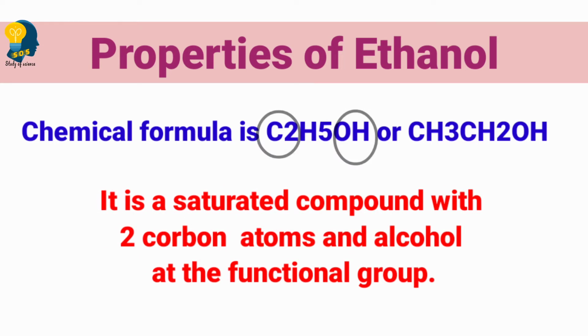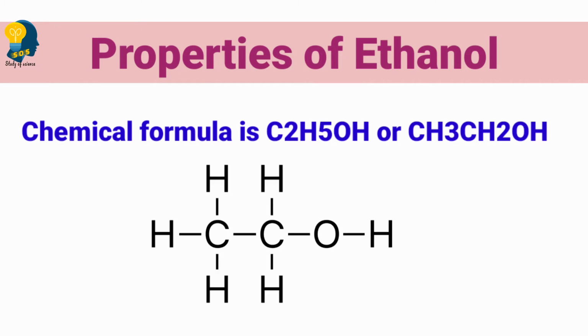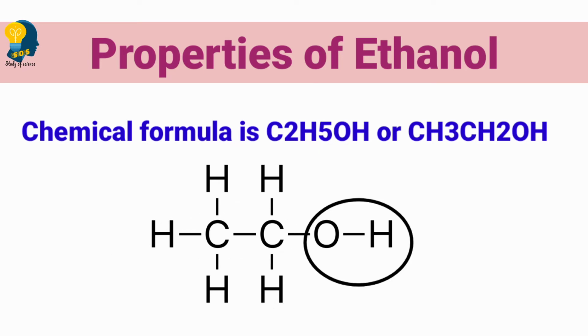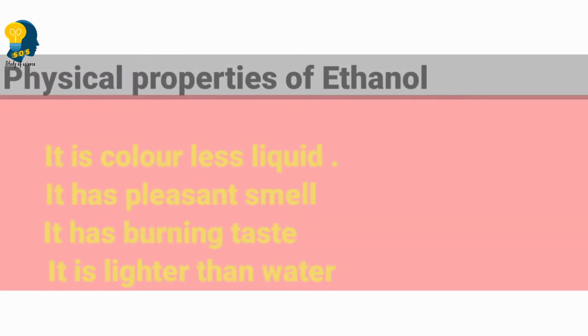If we observe this formula of ethanol, that is C2H5OH, there are two carbon atoms and at the suffix part there is a functional group, alcohol. Now let us focus on its structure. The structure can be represented like this. If you look at the structure, there are two carbon atoms with 5 hydrogen atoms along with one functional group, that is OH.